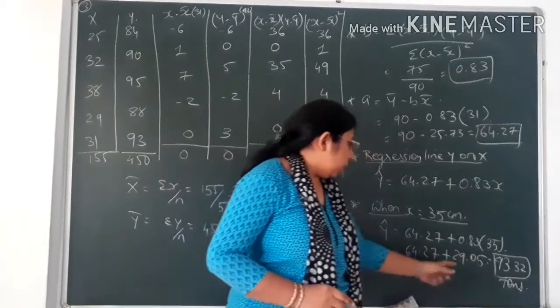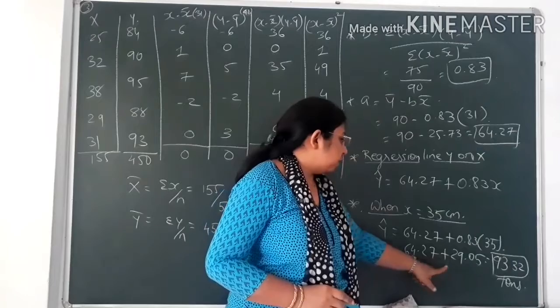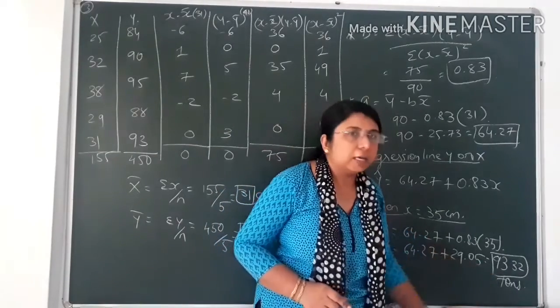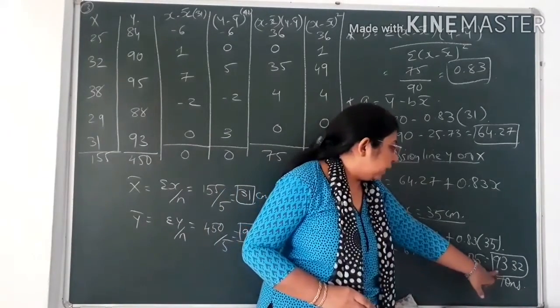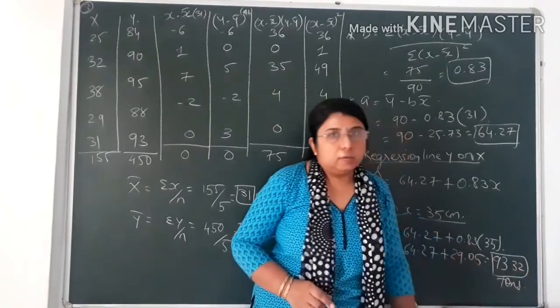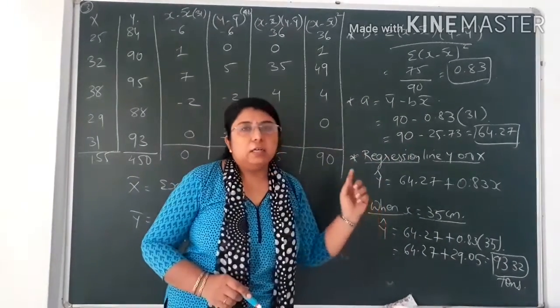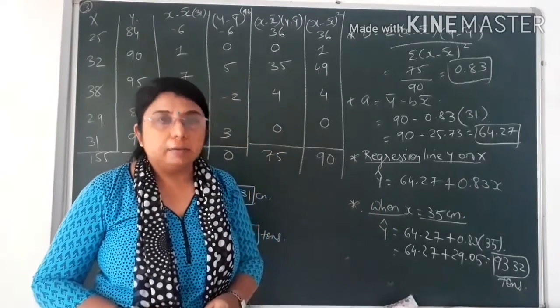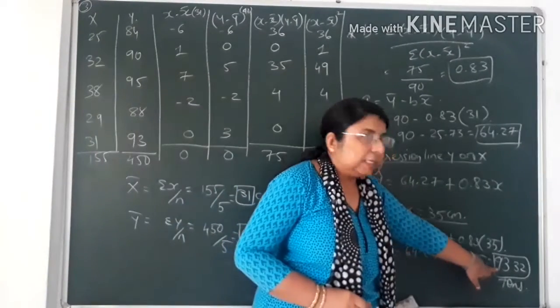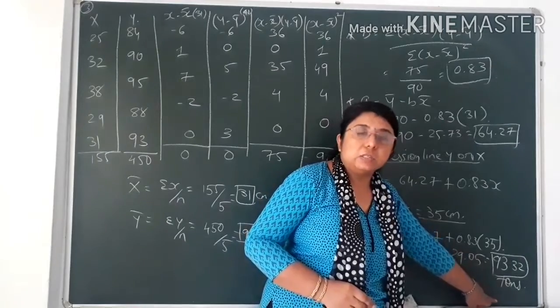Now adding these two values, 64.27 plus 29.05, the answer would be 93.32 tons, because we have to find the estimated value of y and the data of y is given in tons. So whatever the answer that came, I have written here as tons.